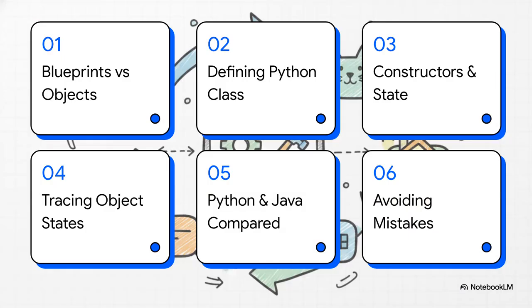Okay, let's quickly look at the roadmap for this explainer. We've got 6 sections lined up. Section 1 is blueprints versus actual objects. Section 2, defining a Python class. Section 3 covers constructors and initializing the state. Section 4, tracing unique object states. Section 5 puts Python and Java side by side. And finally, Section 6, avoiding common coding mistakes.